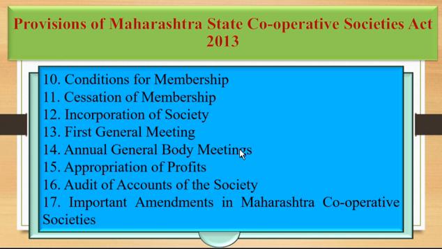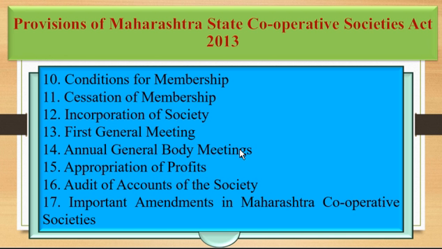Then incorporation of society. Next provision is the registration of the society shall render it a body corporate by the name under which it is registered, with perpetual succession and common seal, and with power to acquire, hold and dispose of the property, to enter into contracts and other legal proceedings, and to do all such things as are necessary for the purpose for which it is constituted. Next provision is first general meeting.